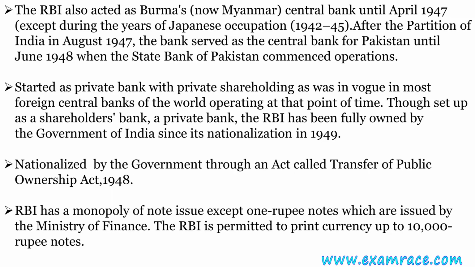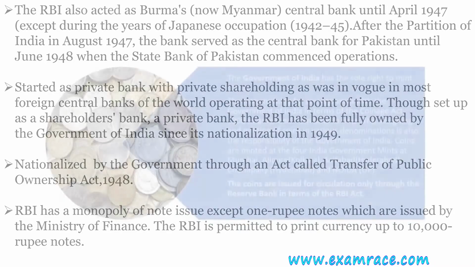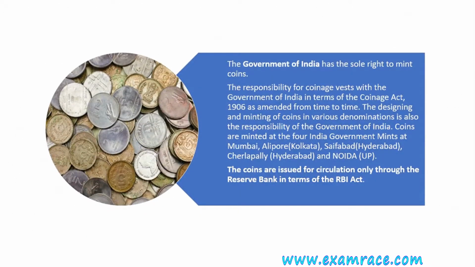RBI has a monopoly of note issue except 1 rupee notes, which are issued by the Ministry of Finance. The RBI is permitted to print currency up to 10,000 rupee notes. Minting of coins is solely done by the Government of India. It is not done by RBI, but the coins are issued for circulation only through the RBI as per the RBI Act.